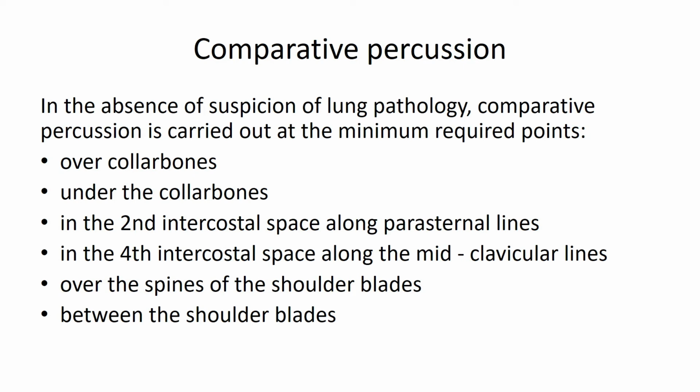In the absence of suspicion of lung pathology, comparative percussion is carried out at the minimal required points: over the collarbones, under the collarbones, in the second intercostal space along the parasternal line, in the first intercostal space along the mid-clavicular lines, over the spine of the scapula, and between the shoulder blades. So these are the points of percussion.